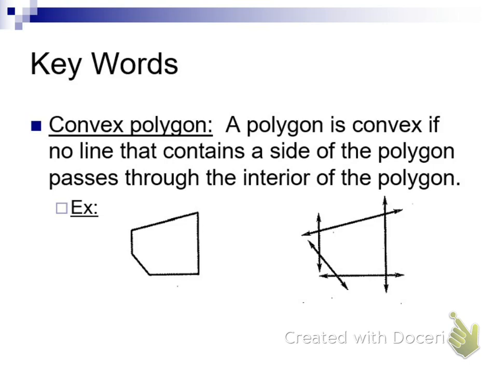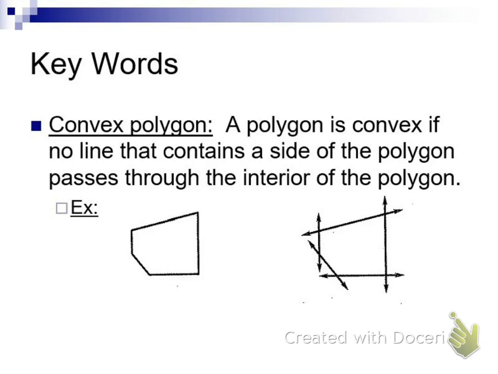A convex polygon is one which is convex if no line that contains a side of the polygon passes through the interior of the polygon. No line that contains a side of the polygon passes through the interior of the polygon.